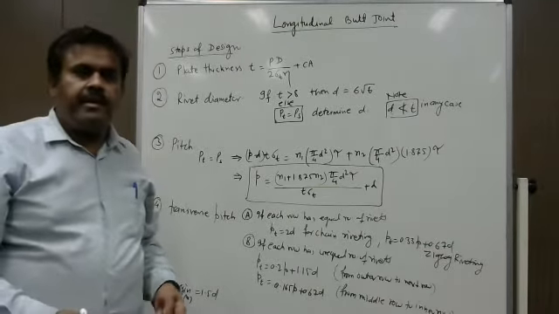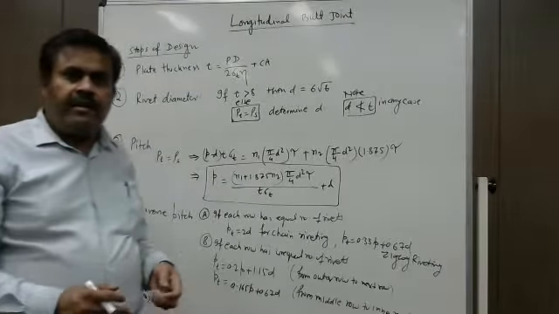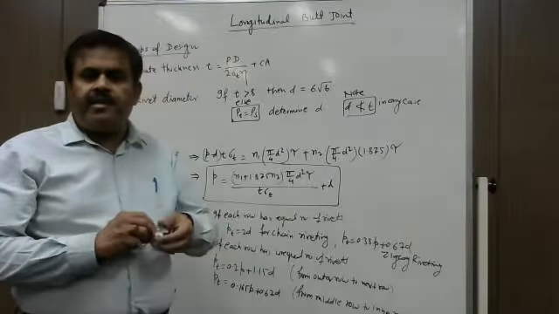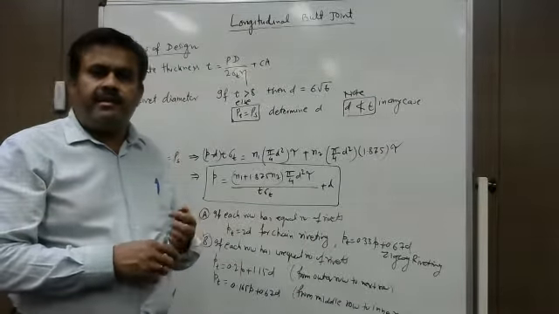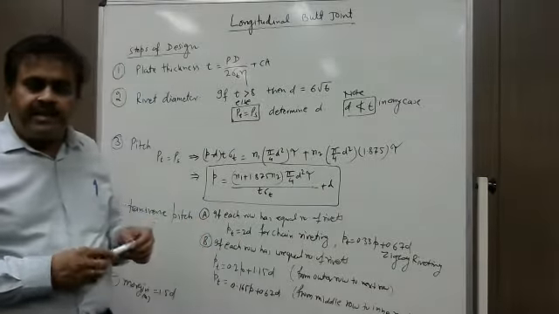Hello students, today we are going to focus our study on the longitudinal butt joint. In the longitudinal butt joint, there are around 6 steps in the design process. So the first step is the plate thickness.